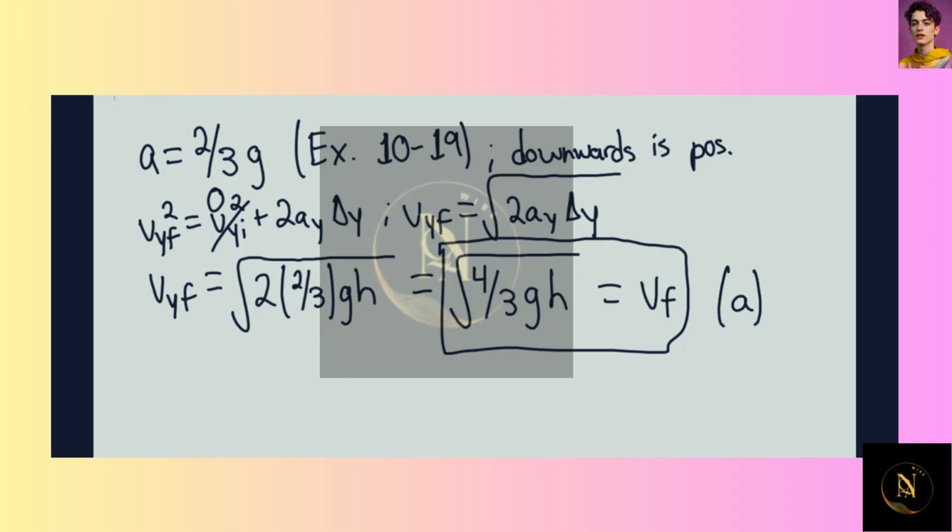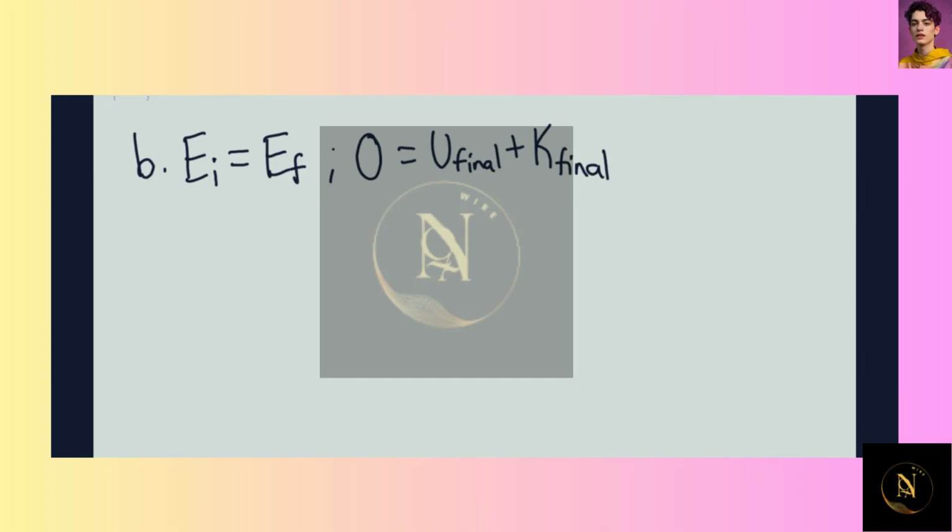For part B, however, we're going to take the zero level for gravitational potential energy to be the starting height of the yo-yo. So we can say that due to the law of conservation of energy, E initial equals E final. We can say that then 0 equals U final plus K final.